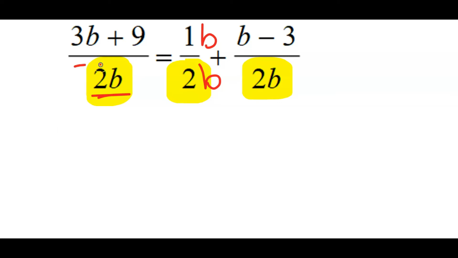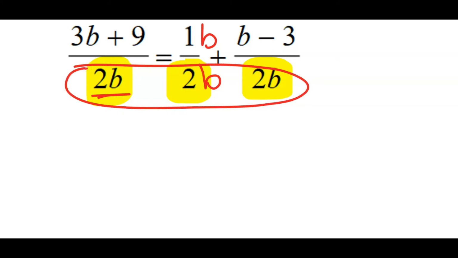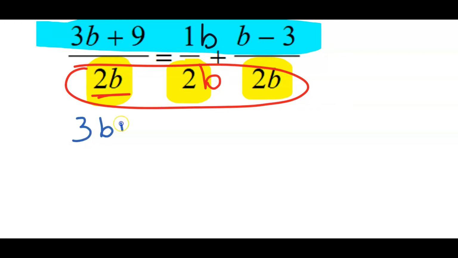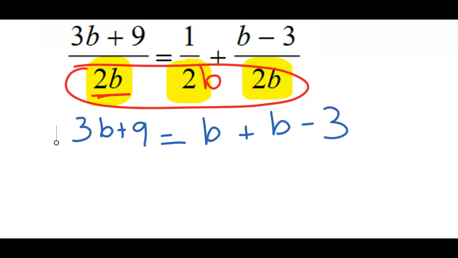I can essentially just ignore what's down here and look at just the top of this. Just look at the numerators now, and I'm going to write those down here. I've got 3b plus 9 equals, and then 1 times b is just b, plus all that was being added to b minus 3. So once you have made all of the denominators the same, just look at what's left in the numerator. What operations, what terms are up there. So we had 3b plus 9 equals 1b plus b minus 3.